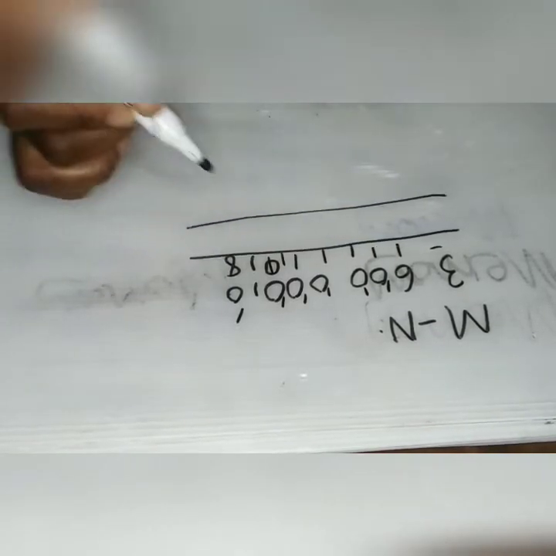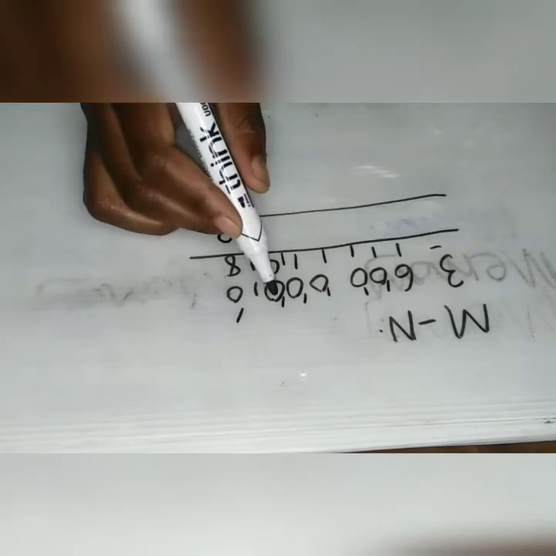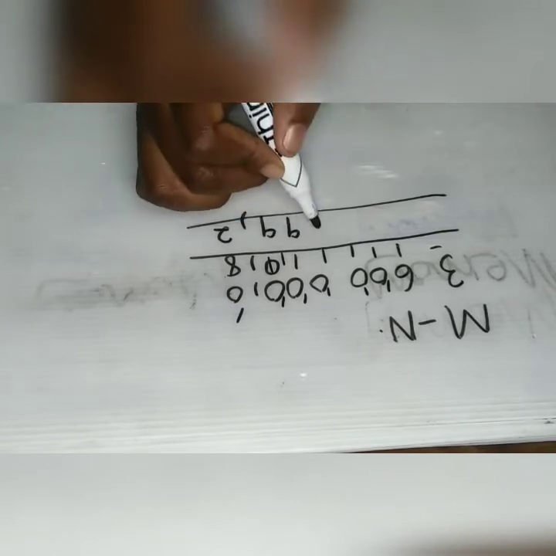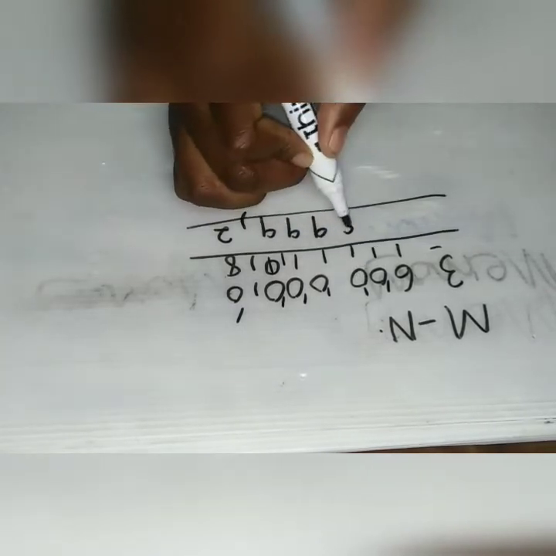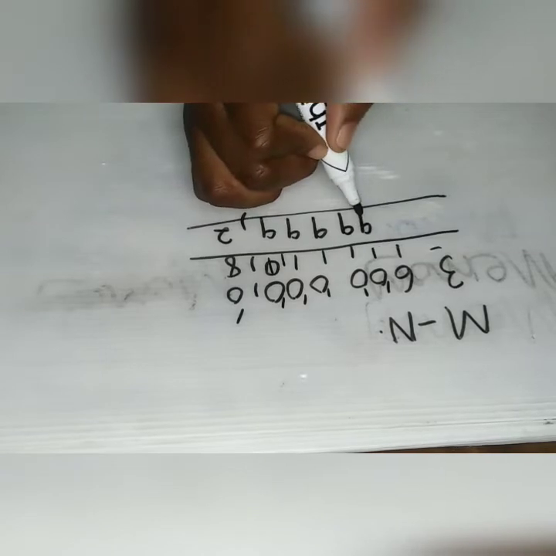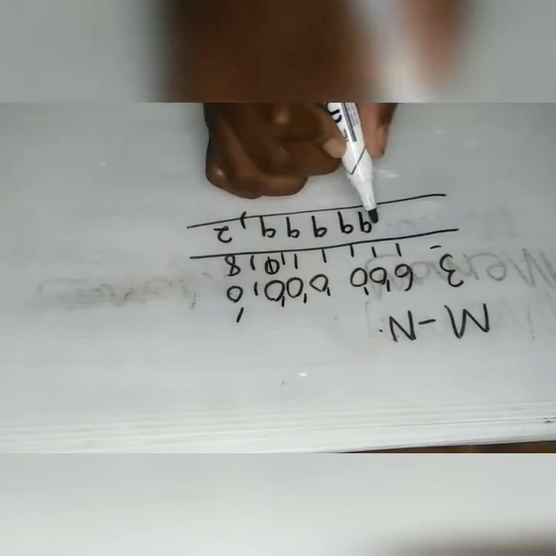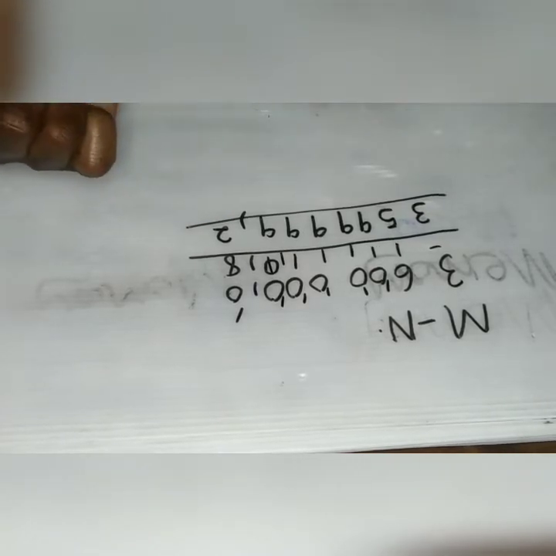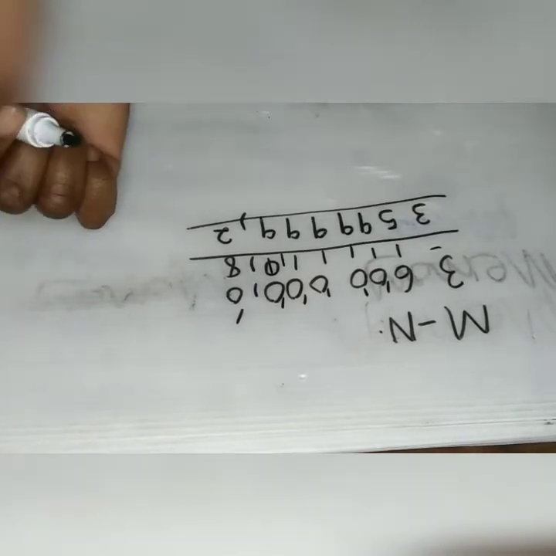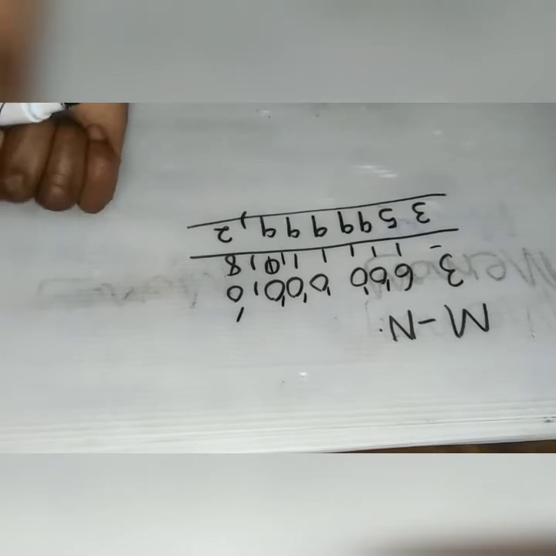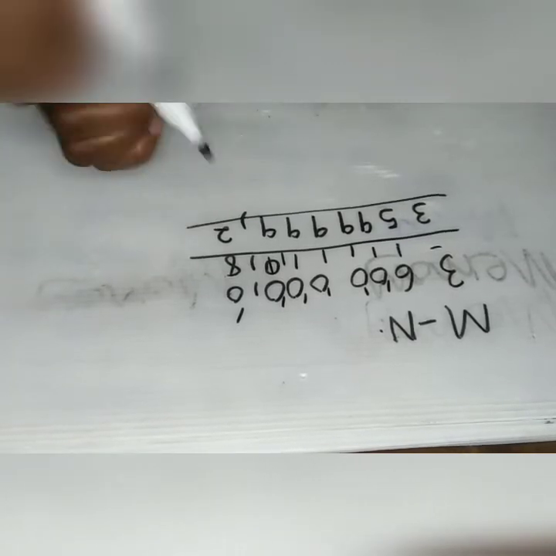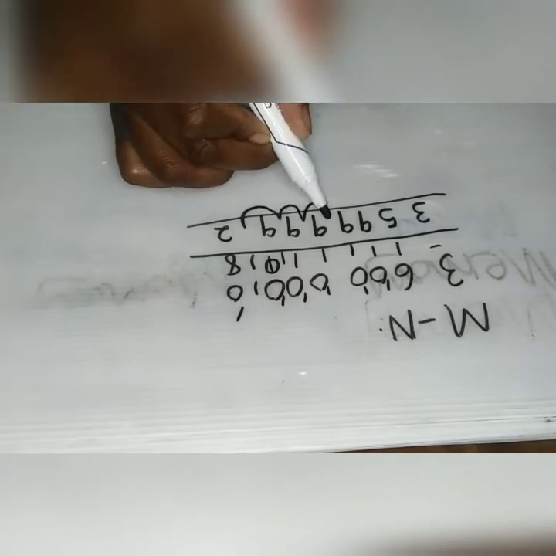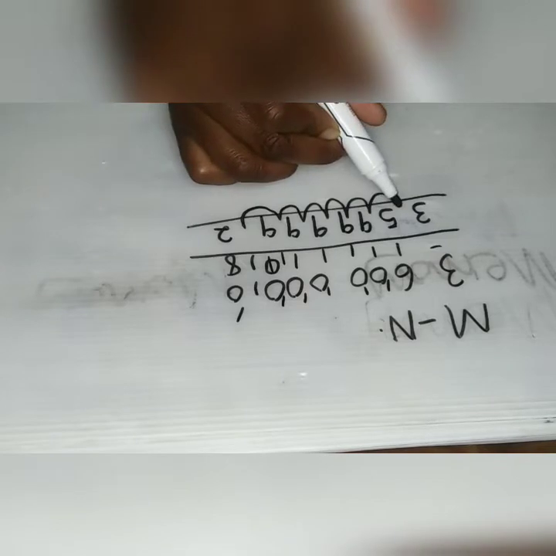So 10 minus 8, it's a 2, 10 minus 1, it's a 9, 10 minus 1, another 9, 10 minus 1, another 9, 10 minus 1, 9, 10 minus 1, 9. But 3 minus 6, it's a 5. So now we have 3,599,999.2, but this number, they want their solution in standard form, right? So we are going to move our comma how many times? 1, 2, 3, 4, 5, 6 times.